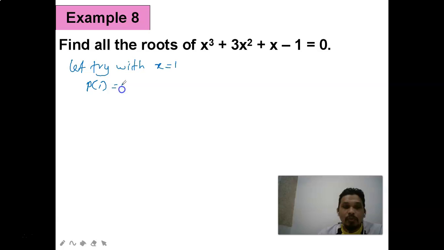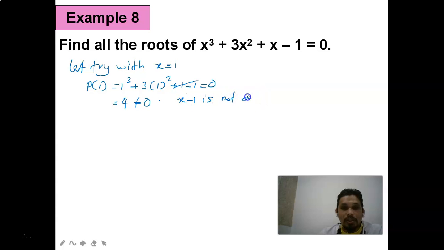Okay, so then P(1) equal to 1 cubed plus 3 times 1 squared plus 1 minus 1. So 1 minus 1 equal to 0, 3 times 1 squared equal to 3, plus 1 equal to 4, which is not equal to 0. So x minus 1 is not a factor of this polynomial P(x).